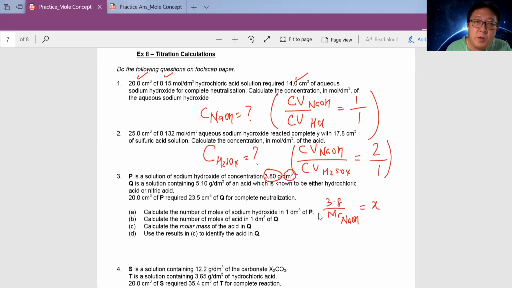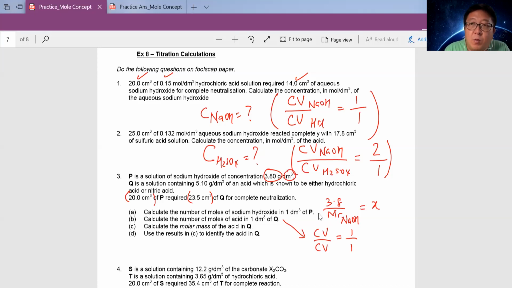Okay, so next we also can do what is the number of moles of acid in 1 dm cube of the Q. Okay, over here you cannot just take because you do not know whether it's HCl or nitric acid. You must make use of this part. Again, you deploy your C1V1. Your CV over CV equals to 1 over 1. Okay, you try out. So if you have done that, you can get the concentration of your Q already.